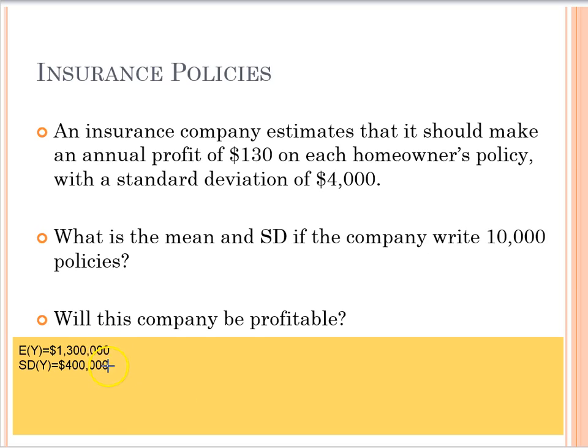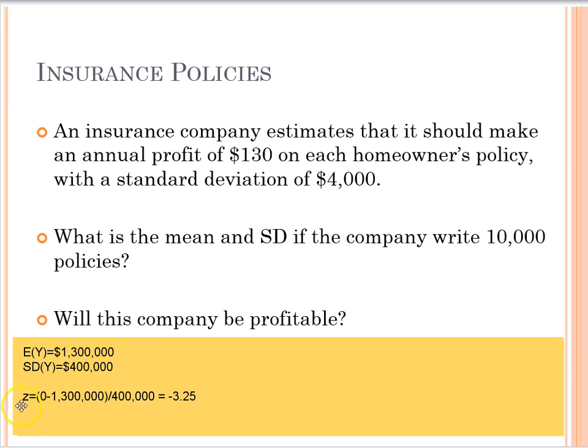So now that we have these two values, the expected value of Y is the expected profit from writing 10,000 policies. Now, we're not always going to get $1.3 million. Sometimes we'll get more, and sometimes we'll get less. And so the standard deviation captures the fact that there may be variation in the profit. And so we want to know, will this company be profitable? And what we want to look at is how unusual having a zero profit or negative profit is. So let's calculate the z-score, because the z-score tells us how unusual something is.